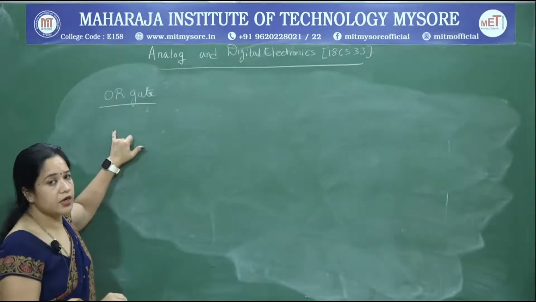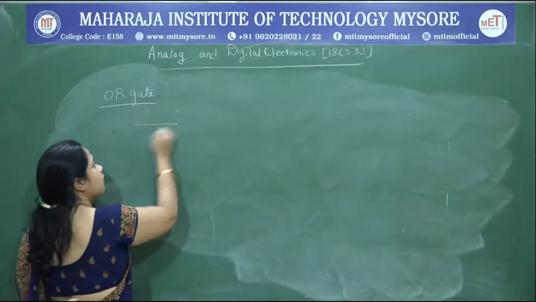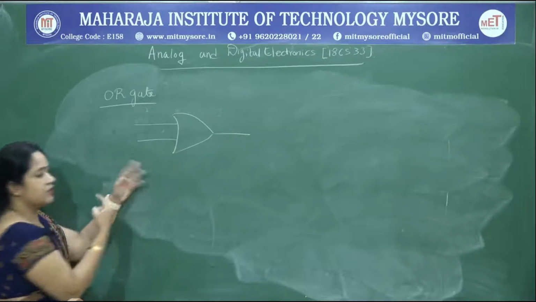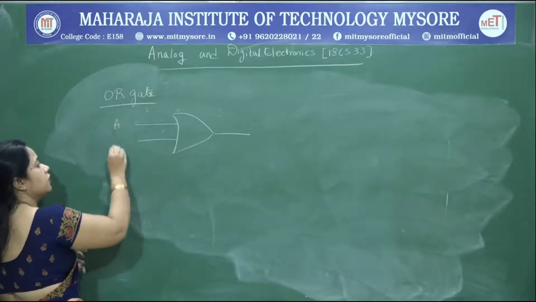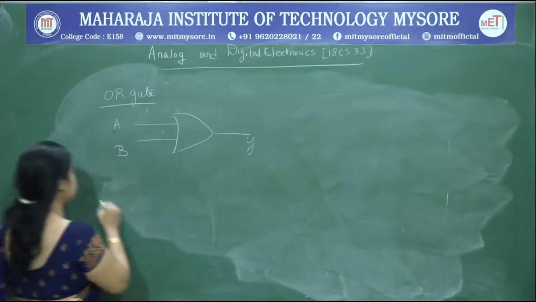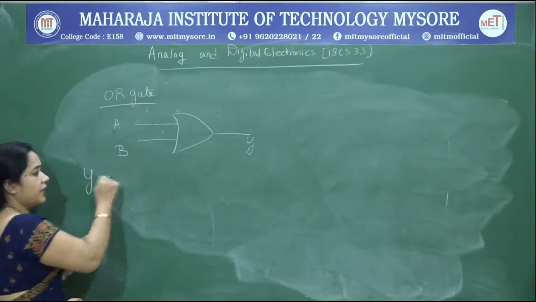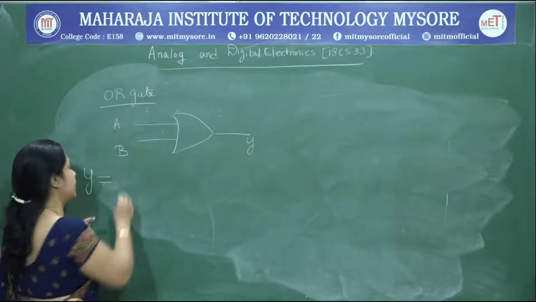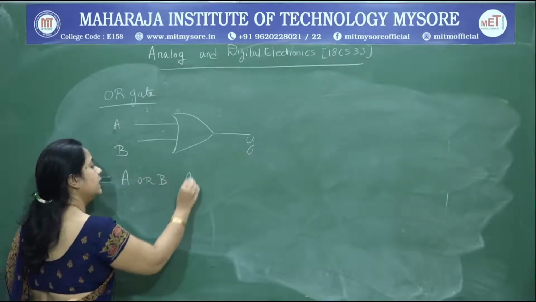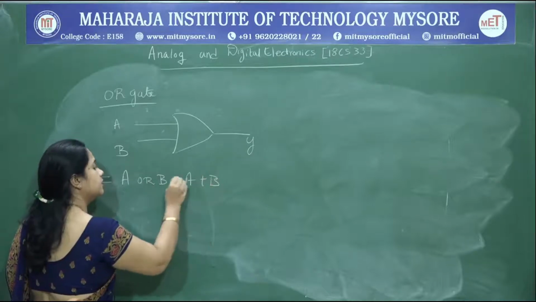So next we have the OR gate. So OR is symbolically represented this way. Here we have a 2 input OR gate. We will call A and B the inputs and Y as the output, and the expression for the output Y of an OR gate is represented as A or B, or simply A plus B.